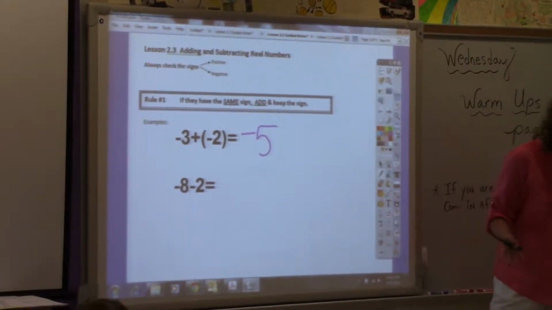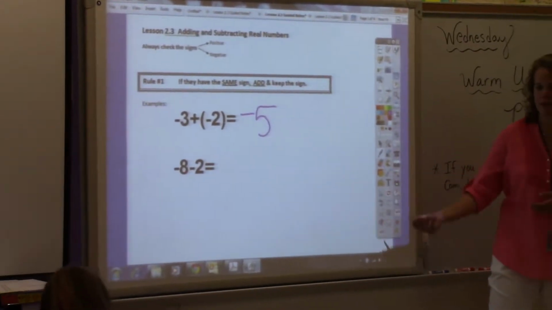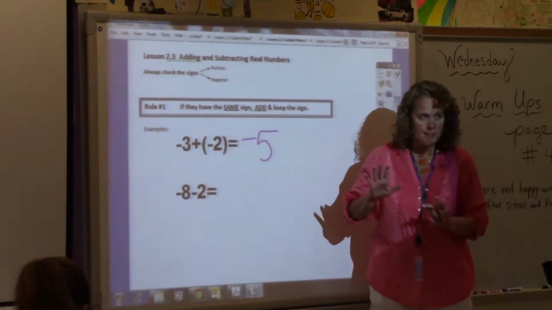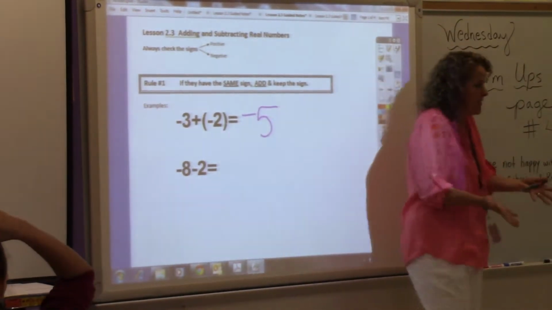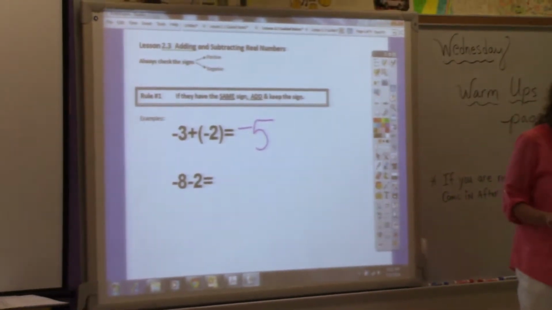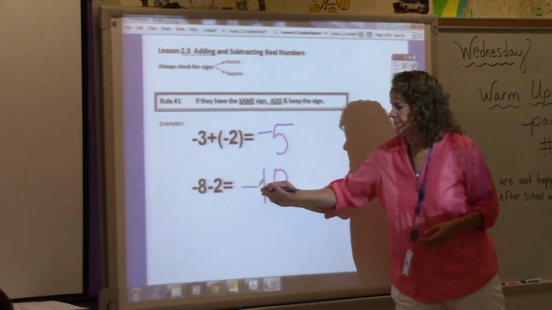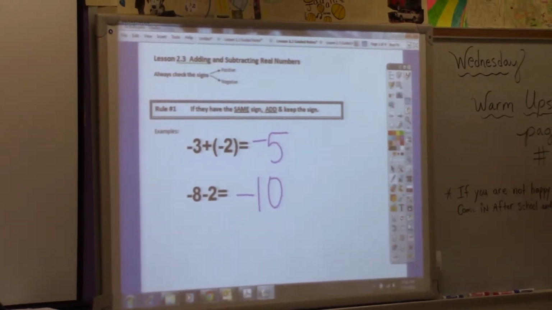2 are the same thing. By definition of subtraction, any subtraction can be written as plus the opposite. So if we think about this as -8 and -2, they're both negative. So we're going to add them and keep it negative. 8 plus 2 is 10, and keep it -10. So far, so good. All right.